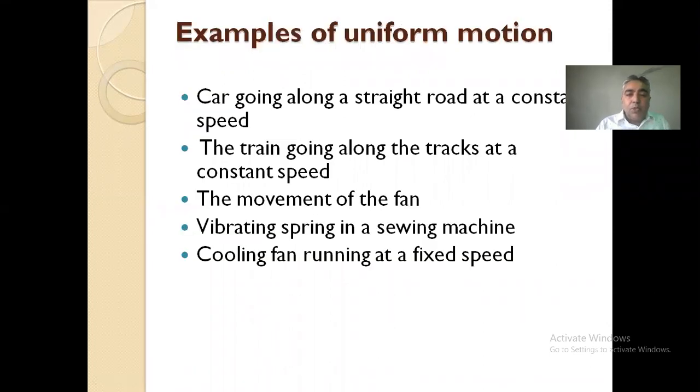Examples of uniform motion are a car going along a straight road at a constant speed, a train going along the track at a constant speed, the movement of a fan, a vibrating spring, and a cooling fan running at a fixed speed. All these are uniform motion.